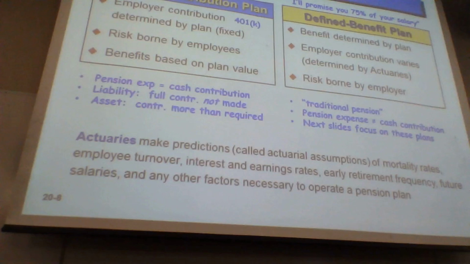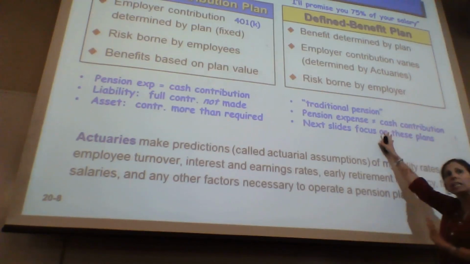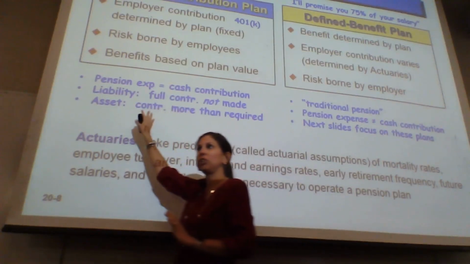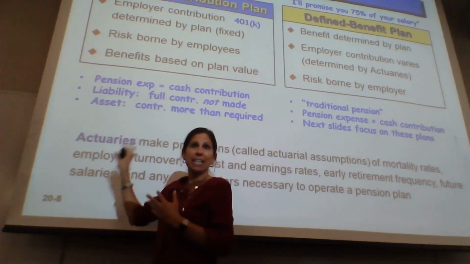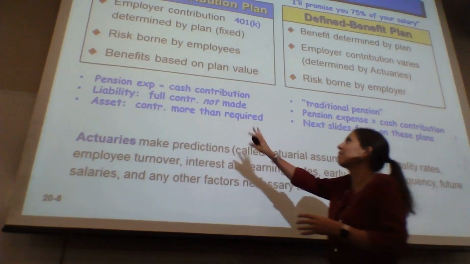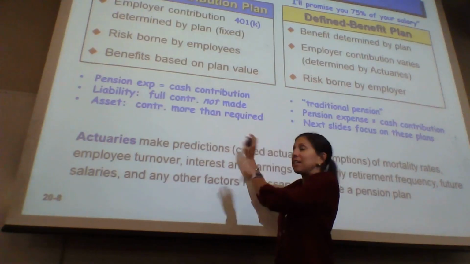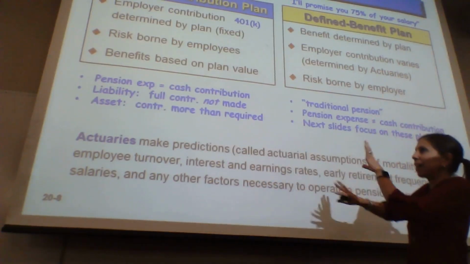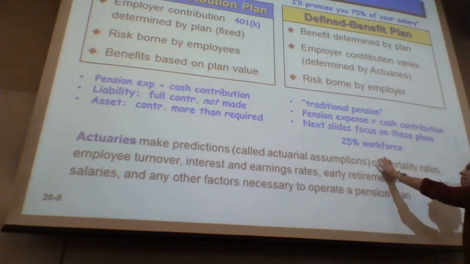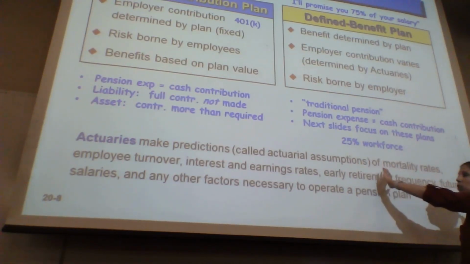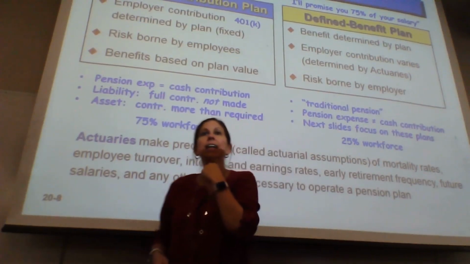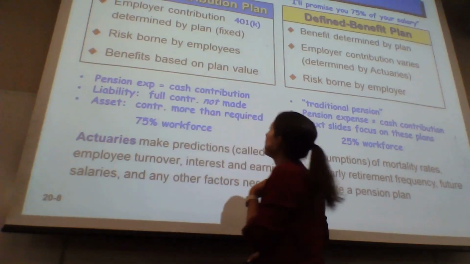So as I mentioned, the next slides are going to focus purely on defined benefit plans. The defined contribution plan conversation really ends here, and you'll also see that true in the textbook. The discussion about defined contribution plans just explains it, tells you how to figure out the expense and liability or asset side, and then moves forward with defined benefit plans. About 25% of the workforce still has these traditional pension plans, and 75% have the defined contribution plans.